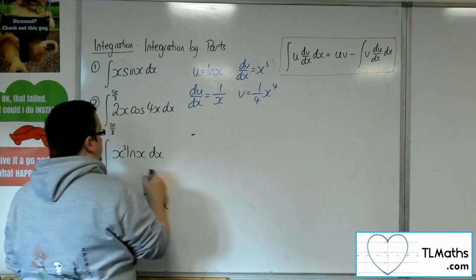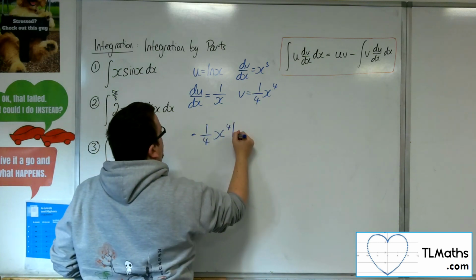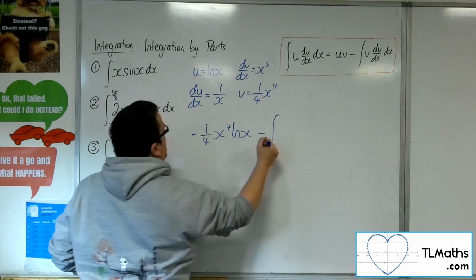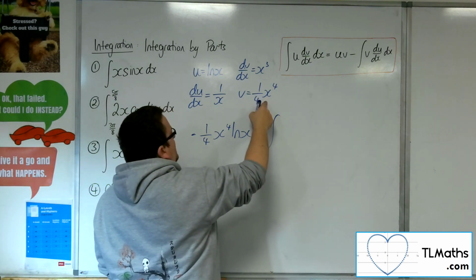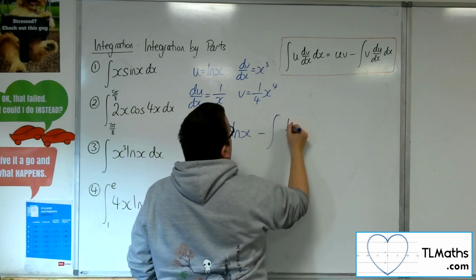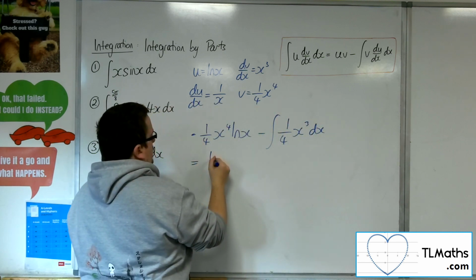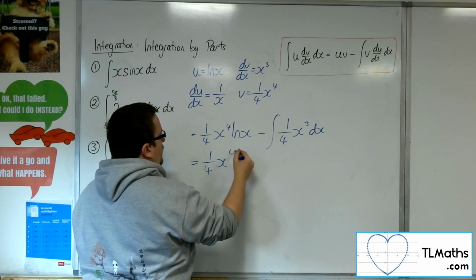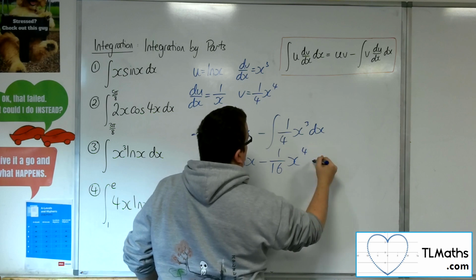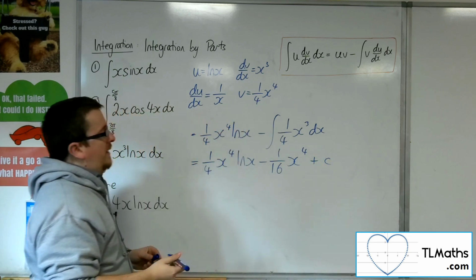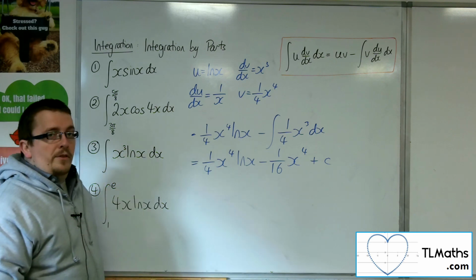So the integral is u times v, so 1/4 x to the 4 log x, take away the integral of v times du by dx. So 1/4 x to the 4 times 1 over x is 1/4 x cubed dx. So our final answer will be 1/4 x to the 4 log x, take away 1/16 x to the 4 plus c, adding 1 to the power divided by the new power. Okay, so that's the answer to number 3.